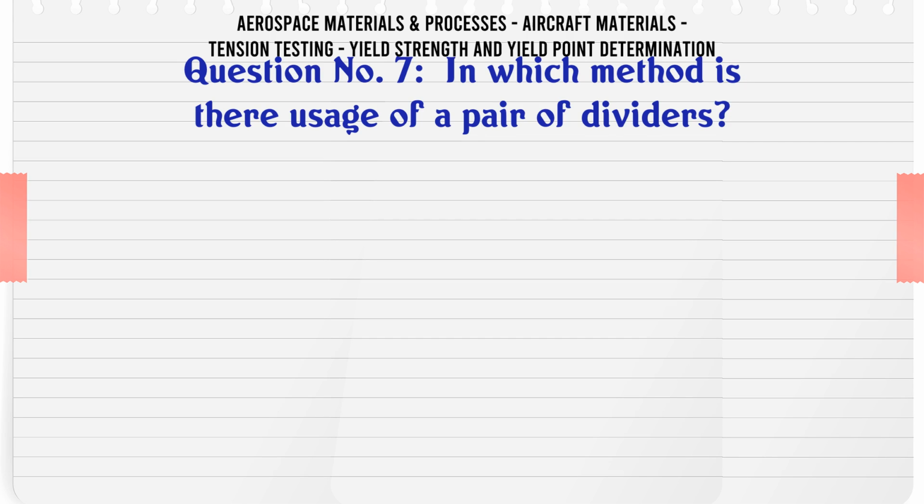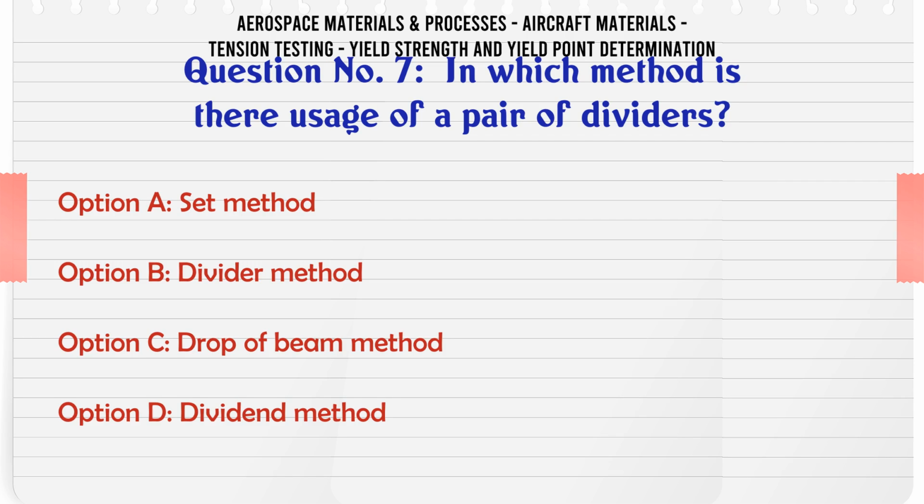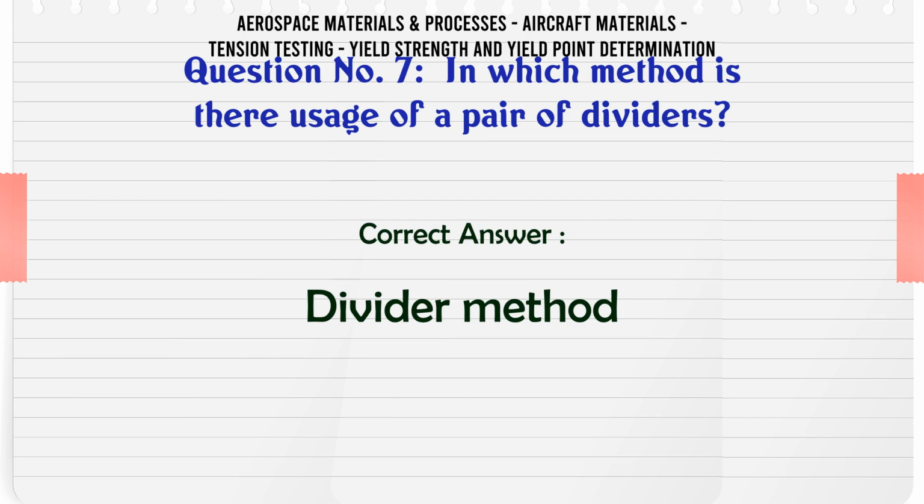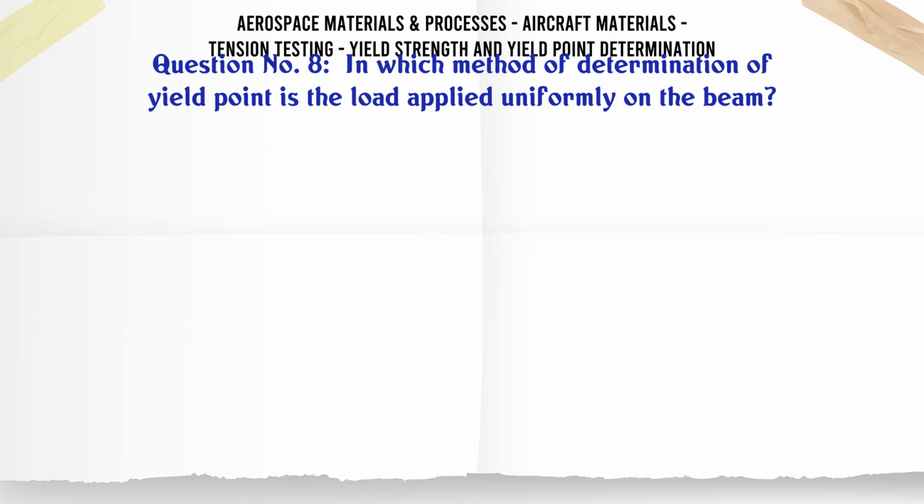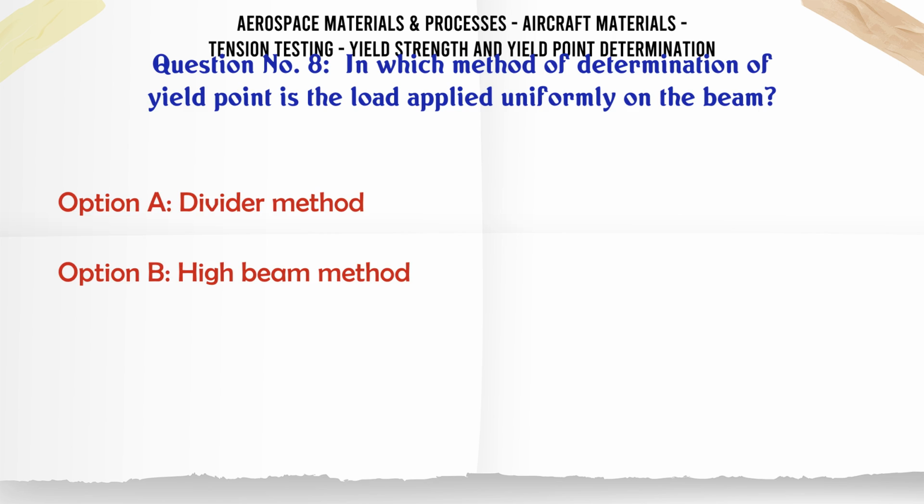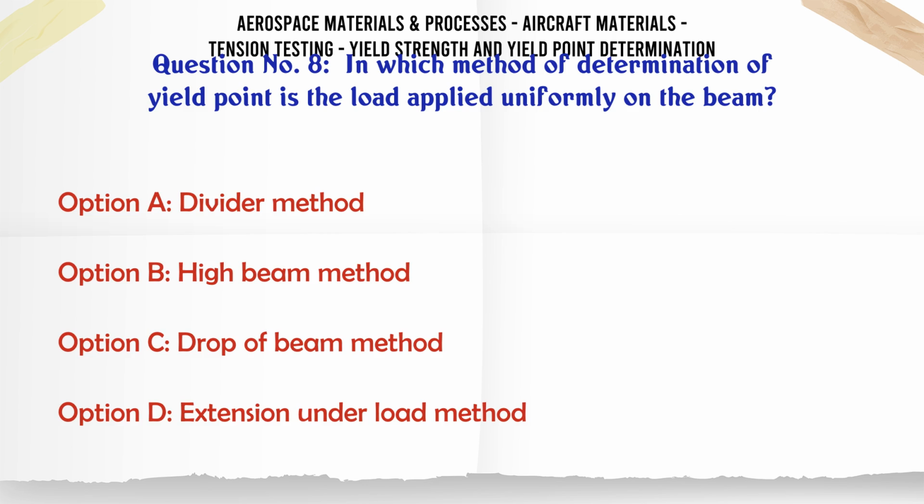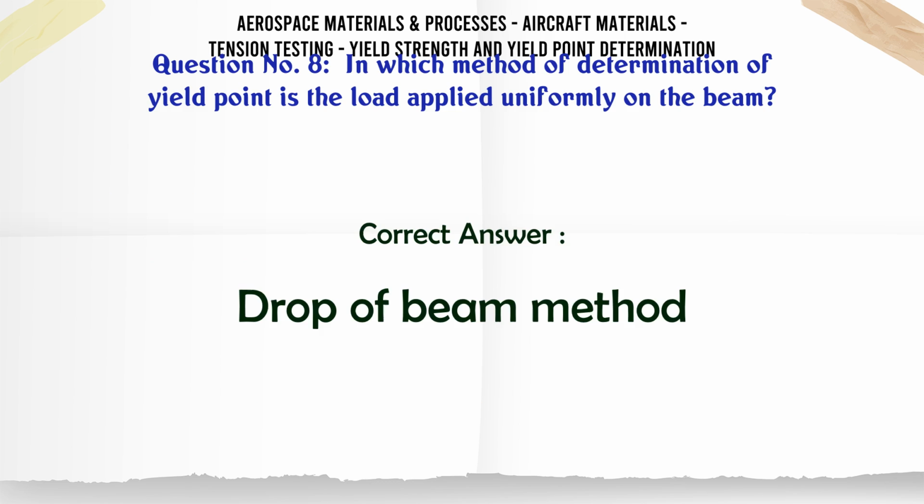In which method is there usage of a pair of dividers? A set method, B divider method, C drop of beam method, D dividend method. The correct answer is divider method. In which method of determination of yield point is the load applied uniformly on the beam? A divider method, B high beam method, C drop of beam method, D extension under load method. The correct answer is drop of beam method.